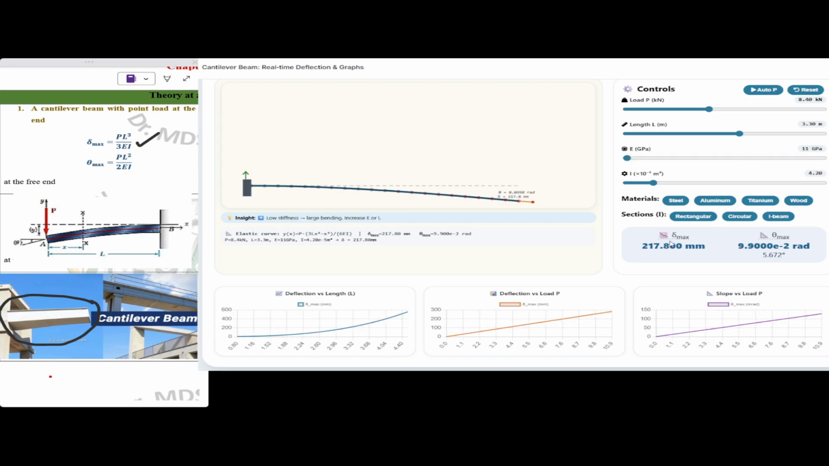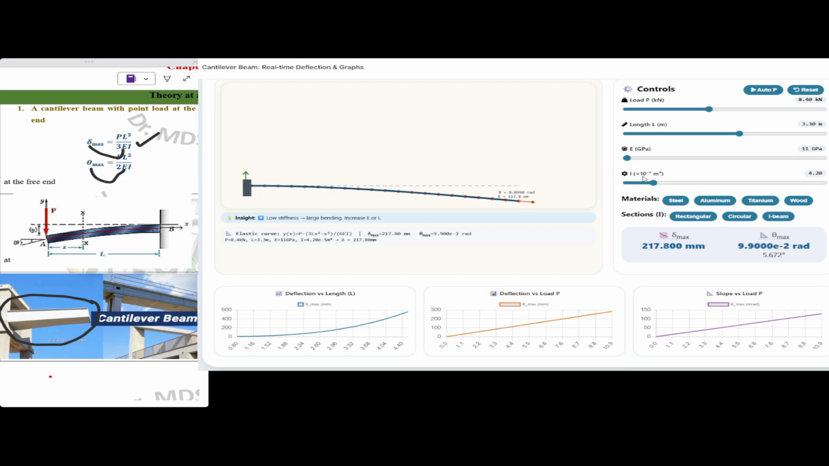Now the delta value increased and theta increased. So what does it mean? It means delta and E are inversely proportional, and theta and E are also inversely proportional. So for the wood case, the lesser the E value, the higher the theta or slope value.